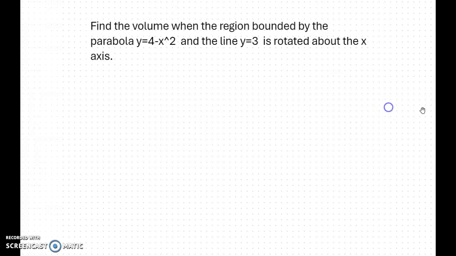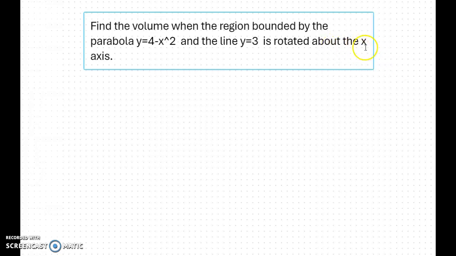All right, so here's the question from the My Open Math Lab. It is from section 2.3, it's number 15. And it says here that we want to find the volume when the region bounded by the parabola y equals 4 minus x squared and the line y equals 3 is rotated about the x-axis.